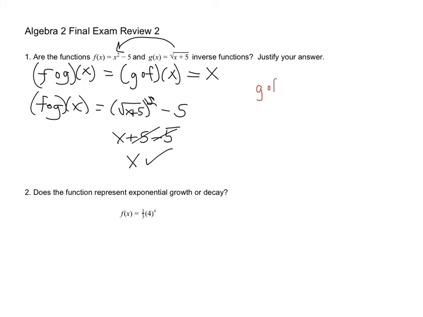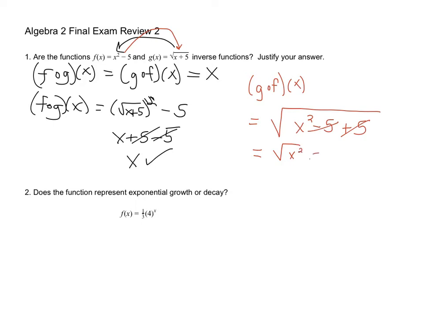So now we have to do it the other way, g composed with f of x. This means we're putting f into g. So if I put that in, I have the big square root, and then I have x squared minus 5 I'm plugging in, and then plus 5. Now these will cancel out, so I'm just left with the square root of x squared, which is just x. So it works out both directions to give me just x.